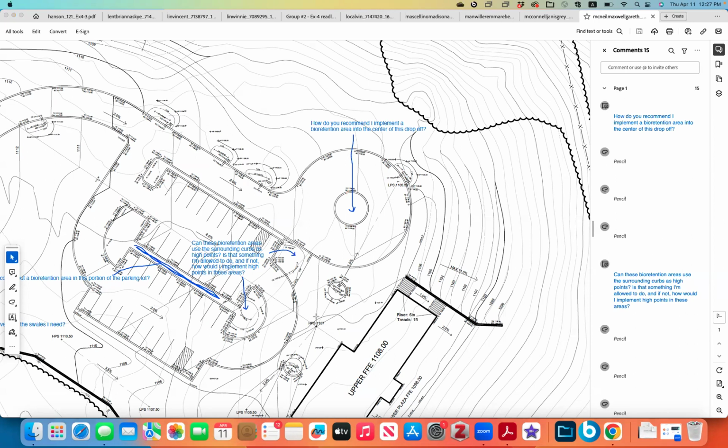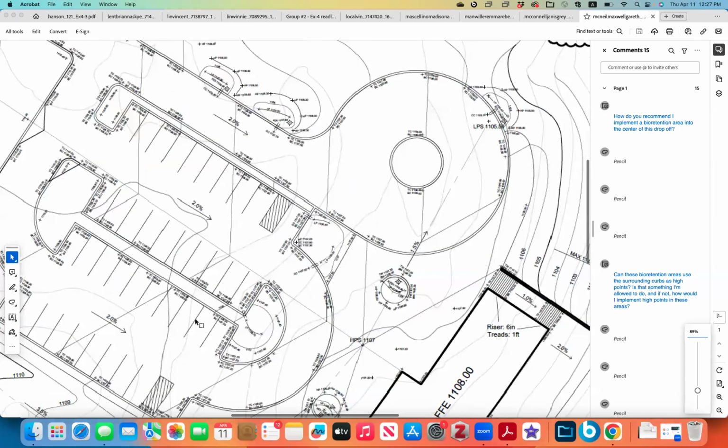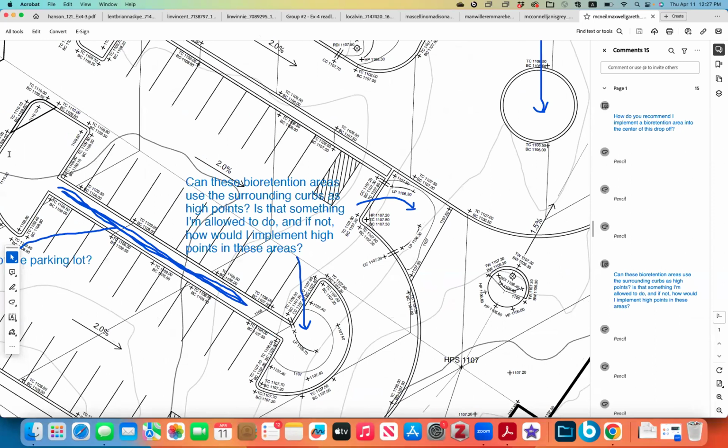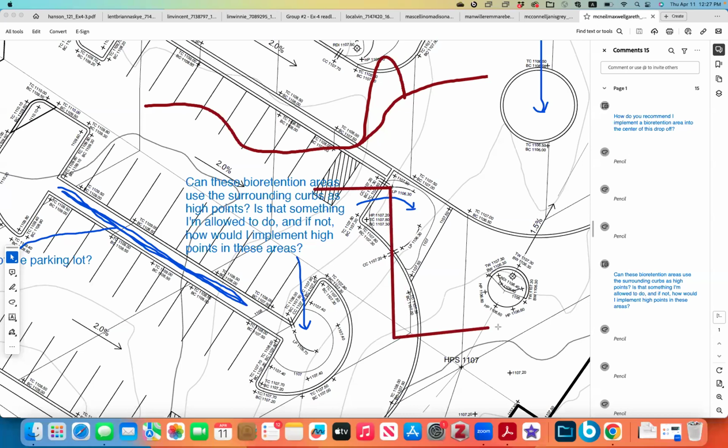And then, can this bioretention area use the surrounding curbs as high points? Yeah, you could. When you are limited in space, when we're not limited in space, we're creating a profile like this, right? And sometimes we need a high point somewhere here. But if we are limited in space, we just create something like that. And this is my curb. And the curb is basically my high point, right?